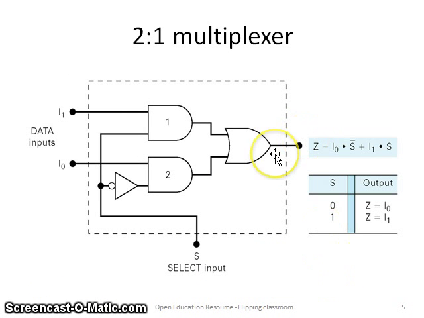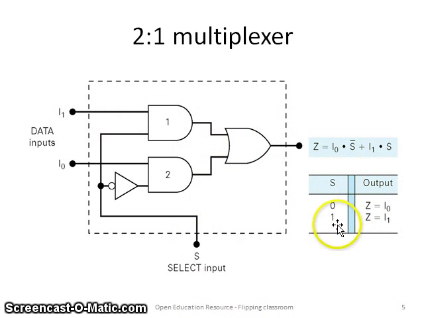Let us look at the simple 2:1 multiplexer. As we can see, there are two inputs, I1 and I0. To select one among these two inputs, one select line is sufficient. Whenever this select line is low, the output is directly connected to the I0 input. When the select line is high, the output is connected to the I1 input.